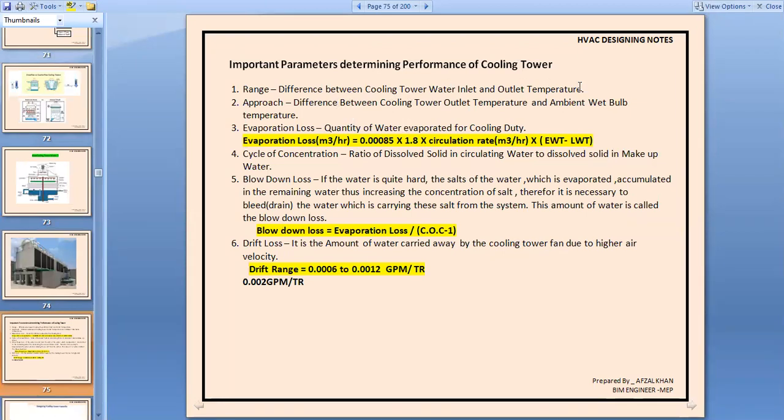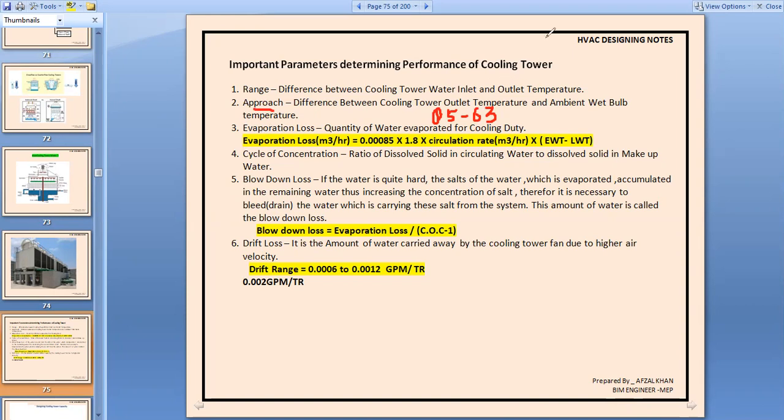Approach: the difference between cooling tower outlet temperature and ambient wet bulb temperature. The outlet temperature can be 85 minus the wet bulb. If I ask for New Delhi, I think it will be around 63. Whatever the wet bulb is, if you subtract this value, you get the approach for the cooling tower.